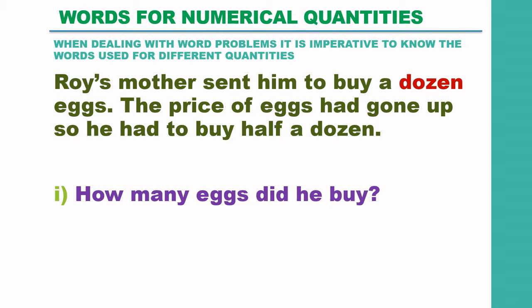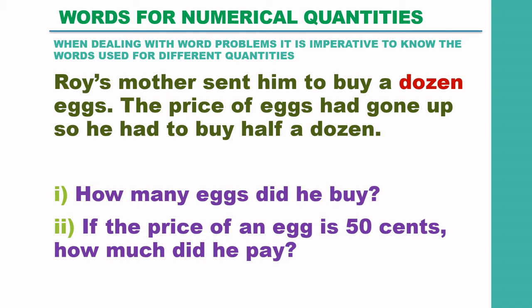So we are told that he bought half a dozen. If we know the items that make up a dozen, we will just divide that number by 2 to get half. Then another question could be, if the price of an egg is 50 cents, how much did he pay? If we know the number of half a dozen items, we just multiply 50 cents by that number.